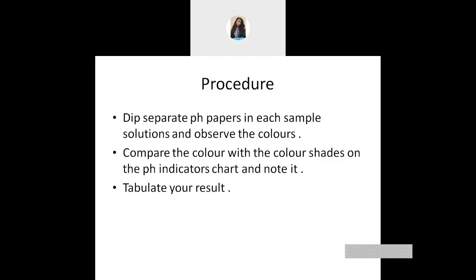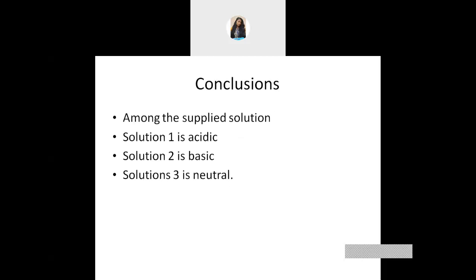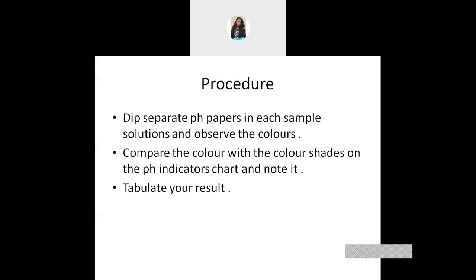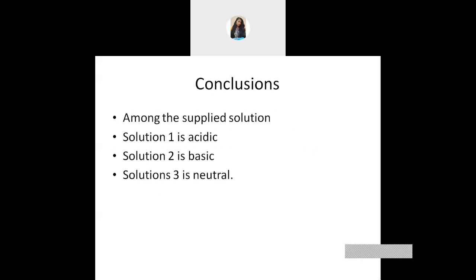How will you tabulate it? Sorry. The apparatus required for this experiment is test tube, beaker, pH paper, and dropper. You need this apparatus for this experiment. Then this procedure comes. Then we come to the conclusion.